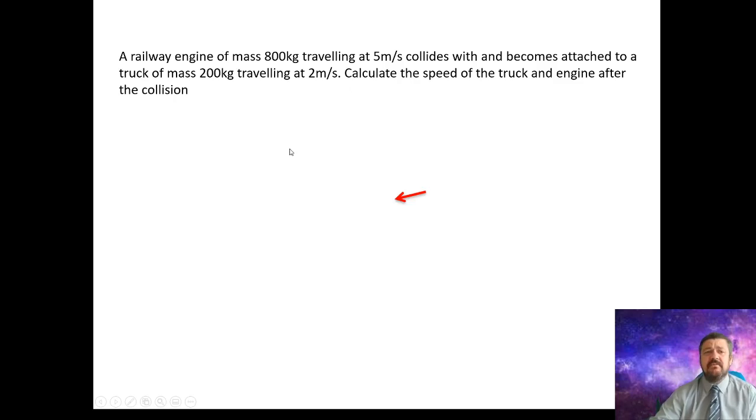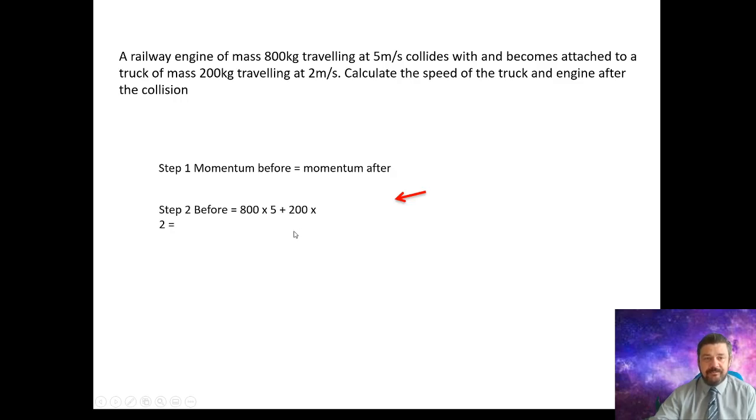A railway engine of mass 800 kilograms, travelling at 5 meters per second, collides with and becomes attached to a truck of mass 200 kilograms travelling at 2 meters per second. Calculate the speed of the truck and the engine after the collision. So we're going to work through it. Step 1. Remember, the momentum before the crash must equal the momentum after the crash.